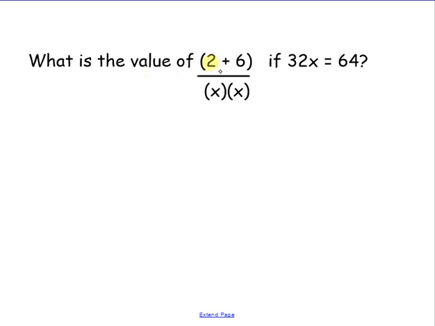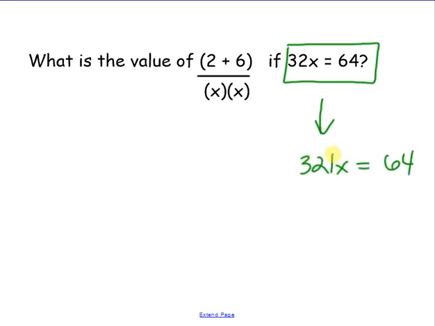Okay, what is the value of 2 plus 6 over x times x if 32x equals 64? Don't freak out just because you see lots of parentheses. It's an easy problem. Which one has an equal sign? This one right here. Put a box around it. Bring it down and solve. 32x equals 64.